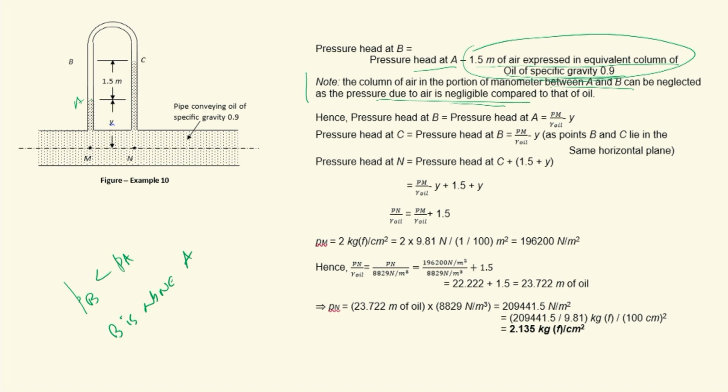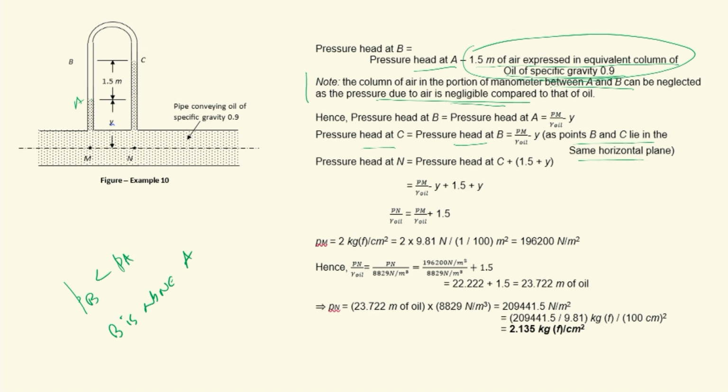Then we move to C, C in the right limb. Where is C? C is in the same horizontal plane as that of B, they are at the same elevation. Therefore, pressure head at C is nothing but pressure head at B, which is Pm by gamma oil minus Y, as both points B and C lie in the same horizontal plane.